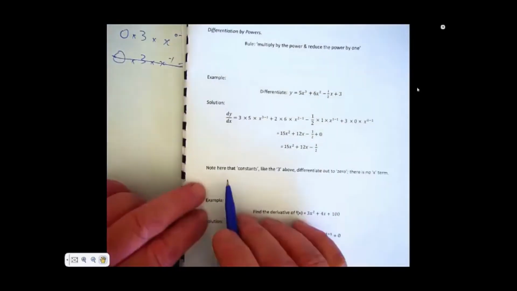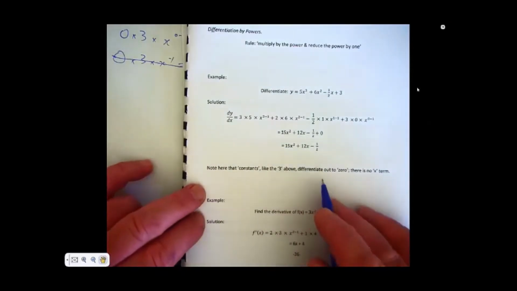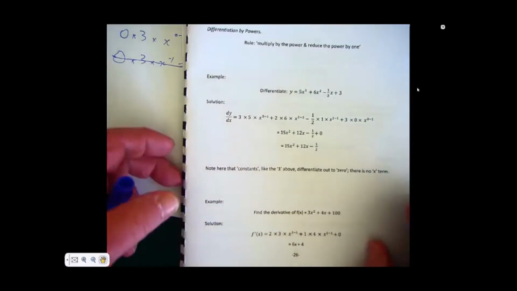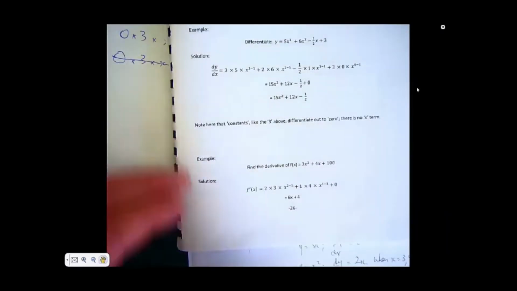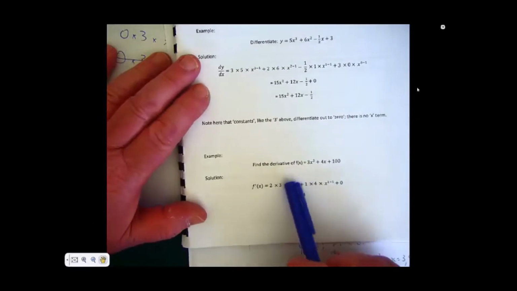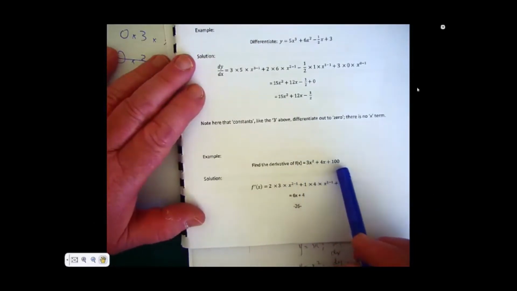So here we go. There's a little note to remind you. Note here that constants like the 3 above differentiate out to 0. The reason being is because there is no x term. So if you remember that, that's a quick way of working the problem out. Let's do this one at the bottom here. Find the derivative of a function in x, which is 3x squared plus 4x plus 100.